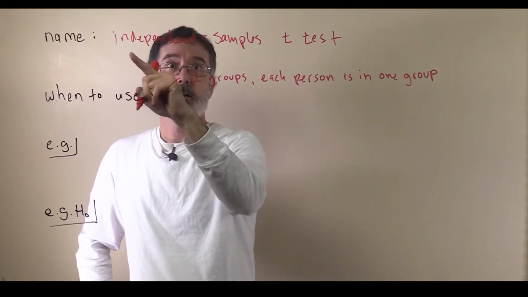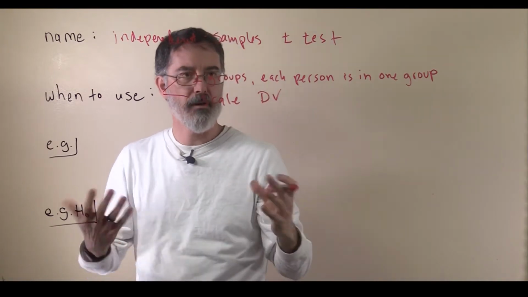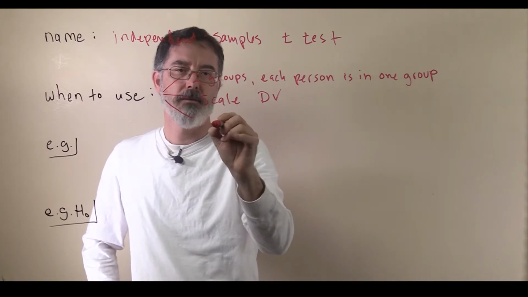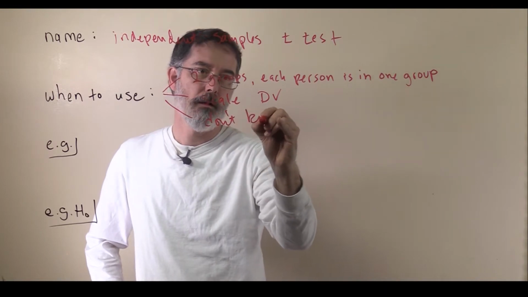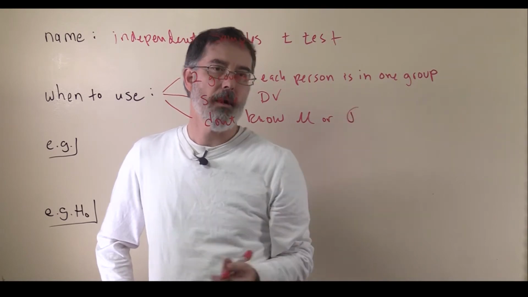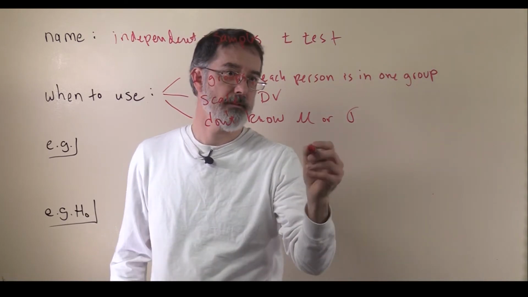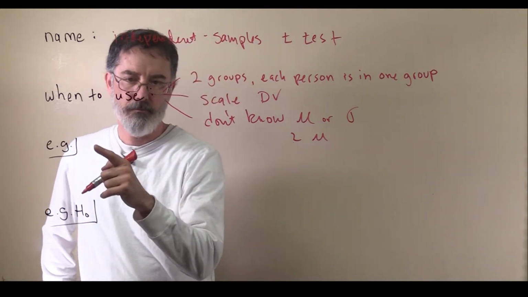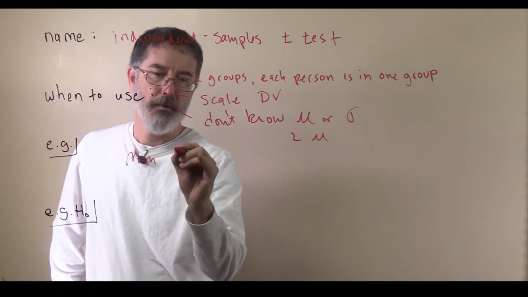It's also the case that you only use this when you have a scale dependent variable, so your outcome variable has to be an interval or ratio scale measure. When you're using these, you don't know the population means or the population standard deviation, and you'll be comparing two groups in this case. So really you're making inferences about two population means.